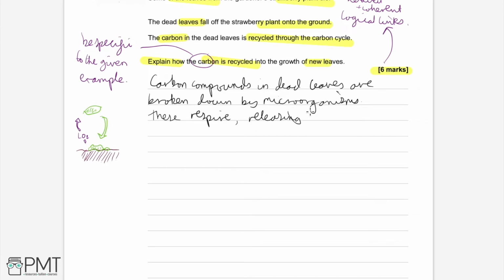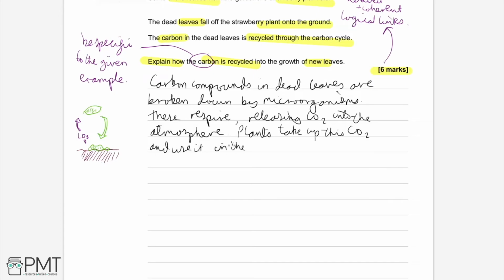These respire, releasing CO2 into the atmosphere. Now, following this, the gaseous CO2 is in the atmosphere. This can then be absorbed by plants. Now, plants use CO2 for the process of photosynthesis, which is the way in which they produce sugars in the form of glucose. These will be our next points.